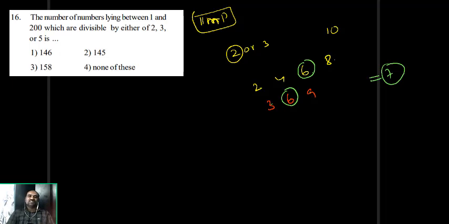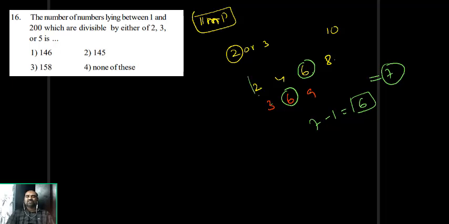So what is the actual answer? 7 minus 1, because 6 is counted only once. How many numbers are there? You can say 6. Once again, students: find the number of natural numbers less than 10 which are divisible by either 2 or 3.